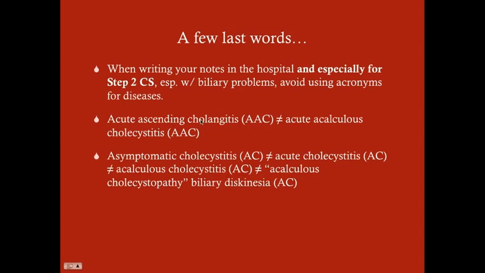So, for instance, acute ascending cholangitis is oftentimes in the literature written AAC, but that could also mean acute acalculous cholecystitis. Or asymptomatic cholecystitis could be written as AC. Acute cholecystitis could be written as AC. Acalculous cholecystitis could be written as AC. Or biliary dyskinesia could be written as AC because some of the more academic people call it acalculous cholecystopathy because it doesn't have any stones in it. So avoid using acronyms for Step 2 CS and for real life, I guess, too. So if you have any questions, feel free to let me know.